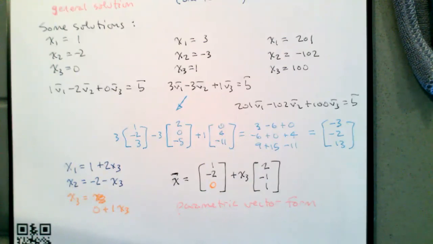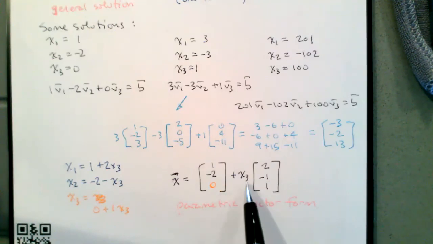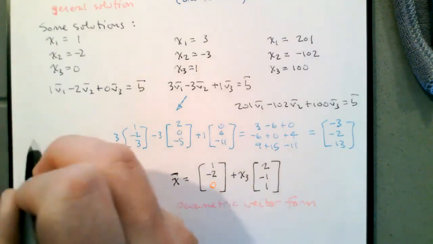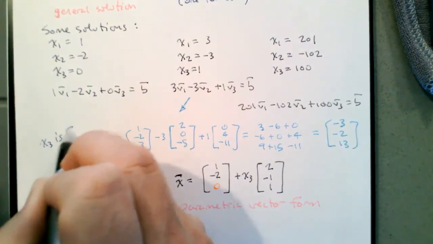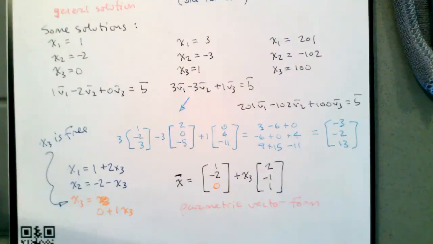So writing x3 is free, I could write x3 in terms of itself. That would just be no constant plus 1 times x3. That's because x3 is our free variable. I wanted to be able to see it as 0 plus 1 x3 in the parametric vector form. x3 just gets to be itself. That's just what we do with free variables in the beginning so that we can see how the parametric vector form is going to drop out.